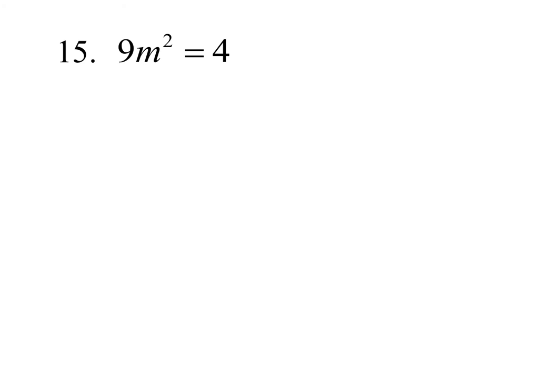Number 15 I'm wanting to solve, but it's not set equal to 0. So that's a red flag, right? But I can set it equal to 0 fairly simply. I can just subtract 4 from both sides. And now I'm going to look for a GCF. There's not one. Think of your three formulas: difference of squares, difference of cubes, sum of cubes. This is not a sum, it's a difference. And it looks like I'm dealing with squares, not cubes.